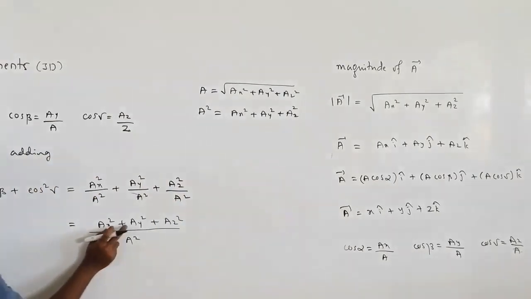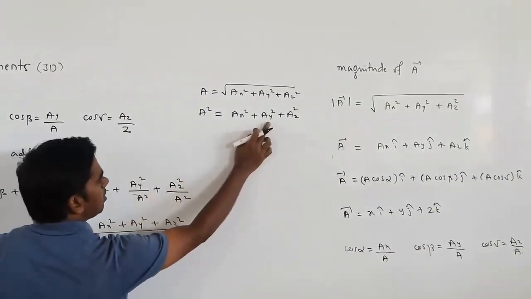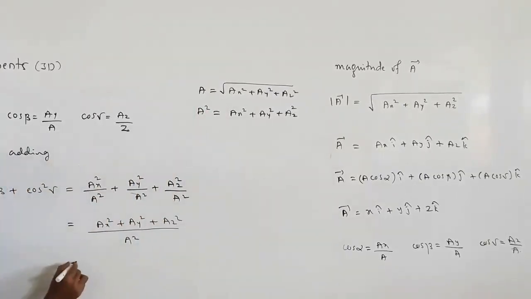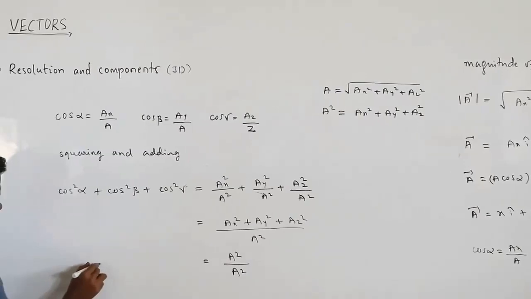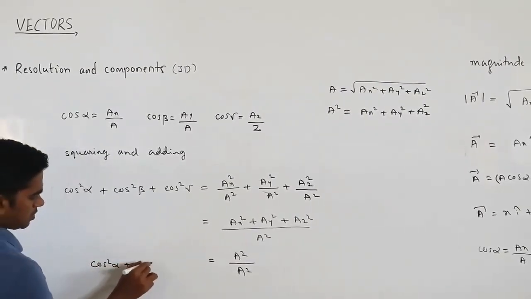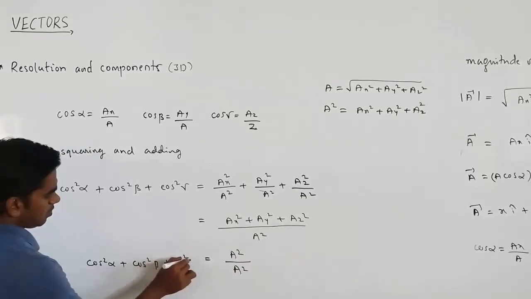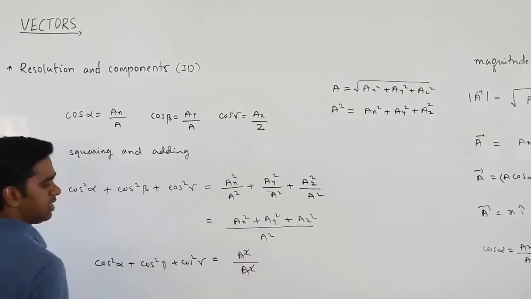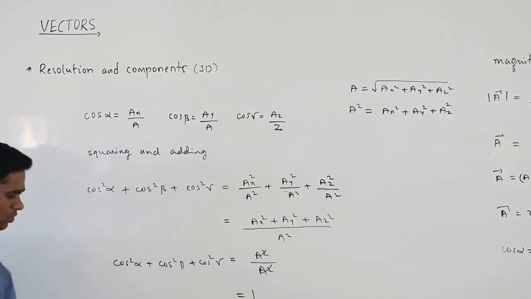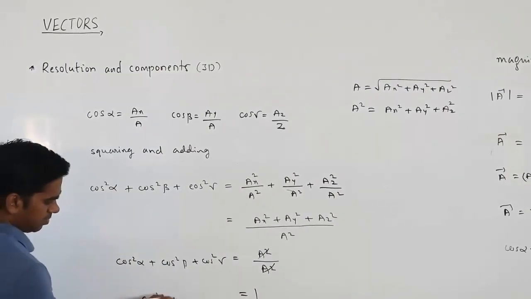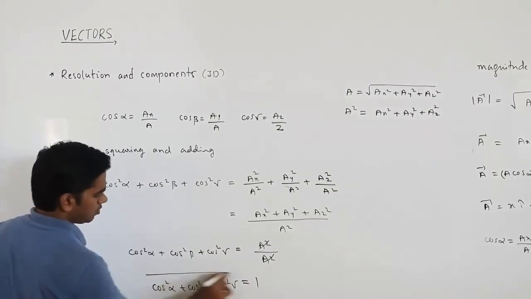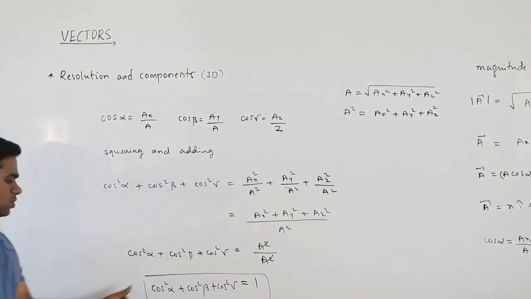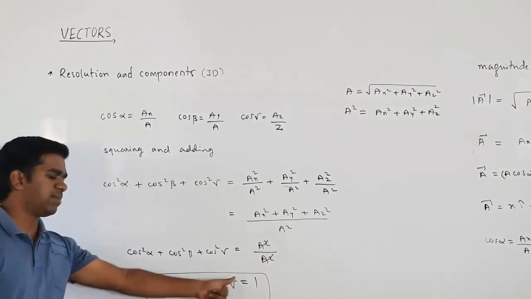So this is nothing but A square. Ax square plus Ay square plus Az square means A square, so I will substitute that one here. So A square divided by A square. On this side we are having cos square alpha plus cos square beta plus cos square gamma. So A square will get cancelled, and what remains is 1. So cos square alpha plus cos square beta plus cos square gamma equals to 1. Very important relation.